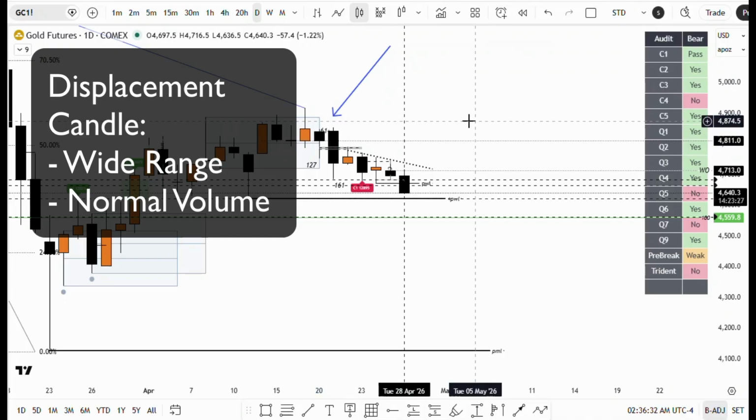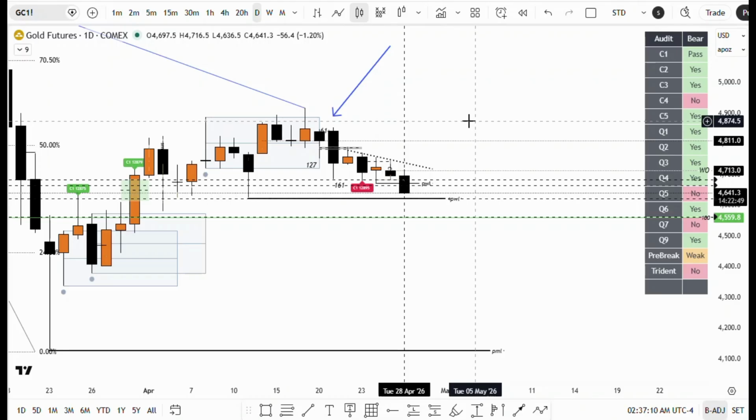Well, it's simple. First, the candle must be a wide range candle. It cannot be a narrow candle. It cannot be extremely wide. It's just a regular wide candle. Second, it cannot have extreme volume. Regular volume, average volume is good, high volume is good, but it cannot have extreme low volume or extreme high volume. Those are the two characteristics you need with a displacement candle. Again, it's just one candle.